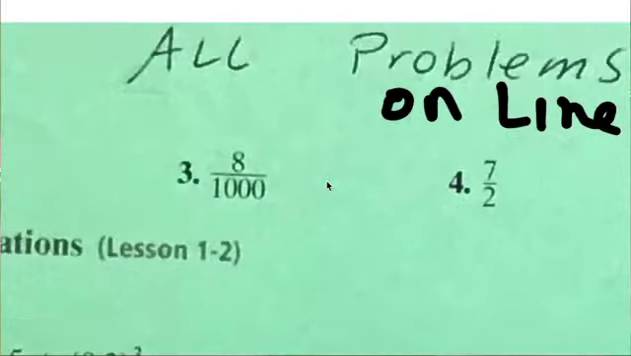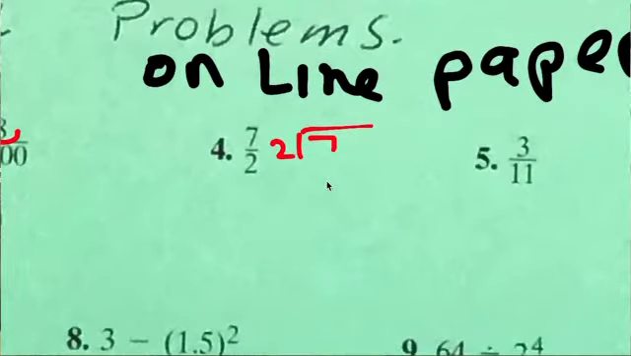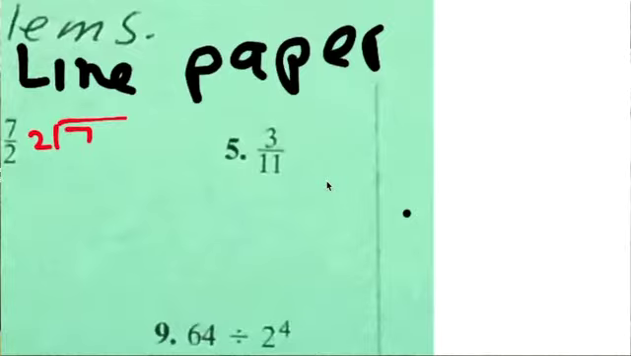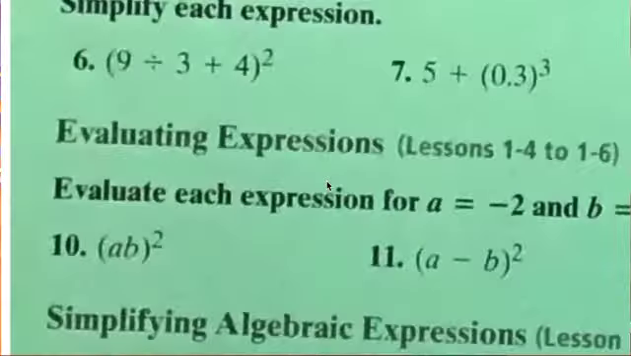You know that to move the decimal 1, 2, 3 places for 3 zeros. And then 7/2, you know how to divide that into a decimal, and divide that into a decimal on line paper. Show all work, circle the answer. Okay, I'm not going to do the work or show you the answer here.